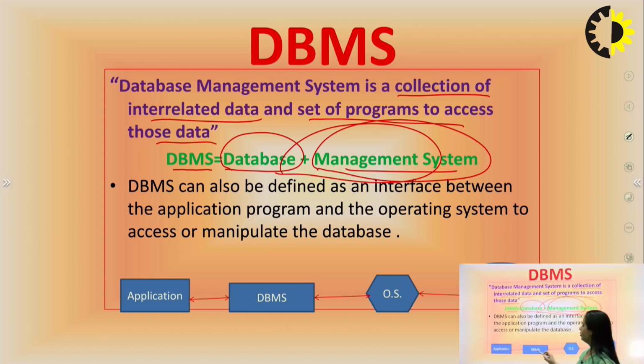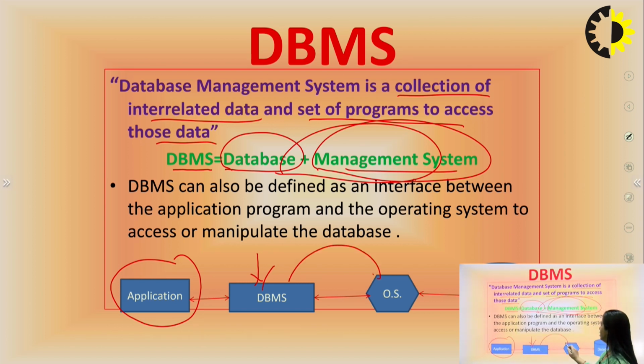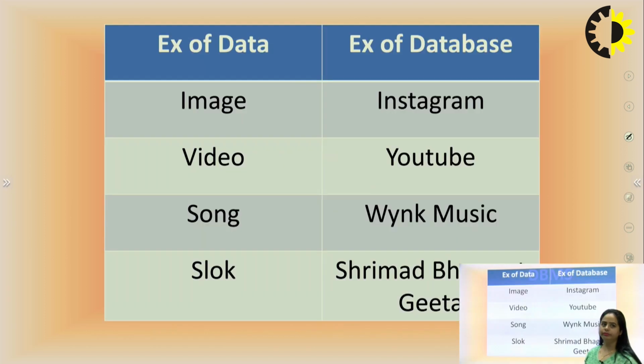Now, one more task is performed by DBMS. What is that? We use an application interface to interact with the DBMS, and this DBMS further contacts the operating system, and this operating system accesses the database, which is the physical database. So basically our DBMS works as an interface between the application program and the operating system.